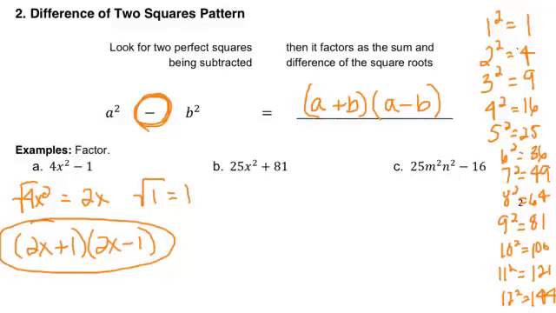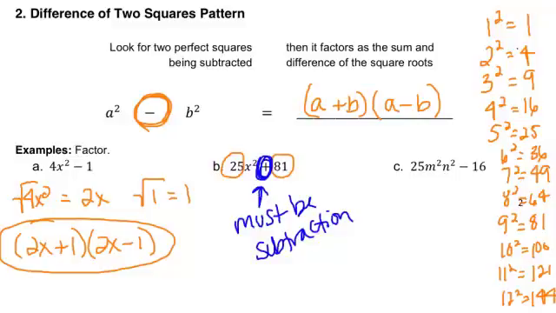Part B, we had 25x squared plus 81. Notice that 25 and 81 are both perfect squares. However, the key here is that we have addition. If it's addition, our pattern will not work. It must be subtraction, so this one cannot be factored.